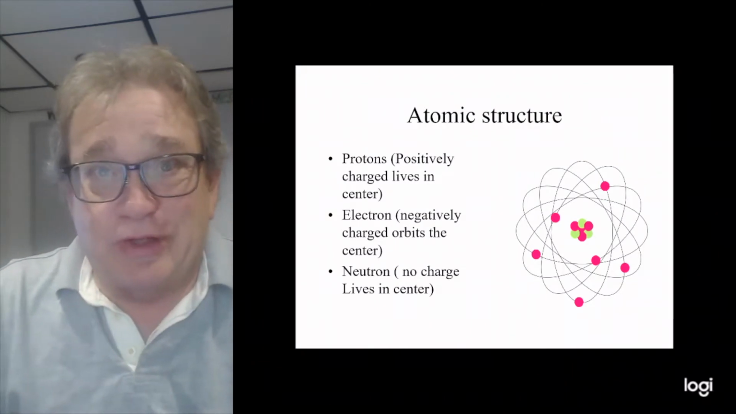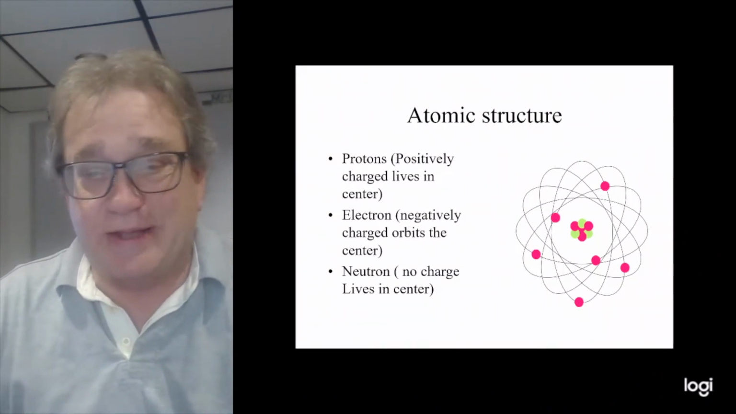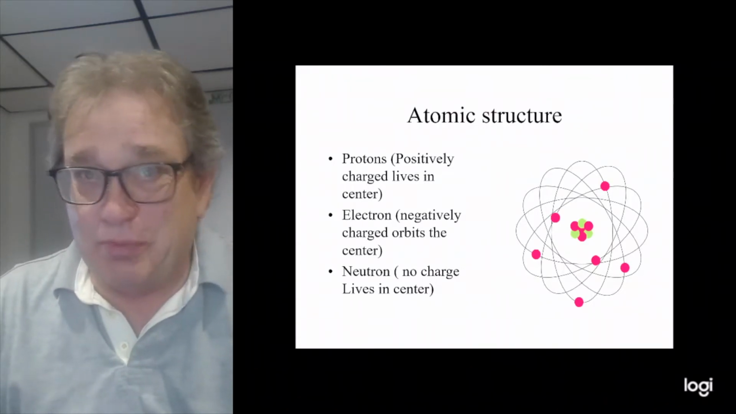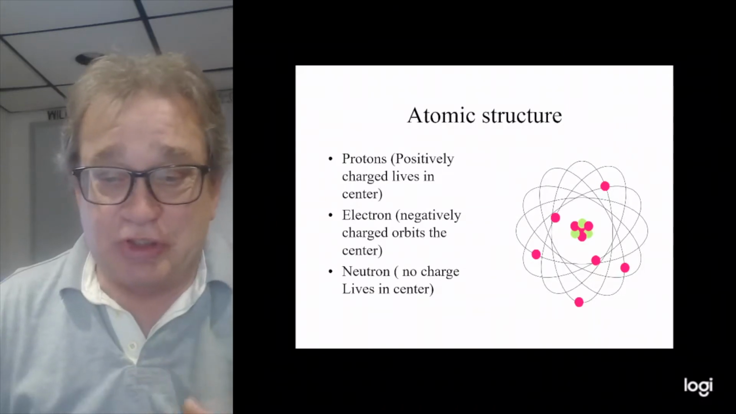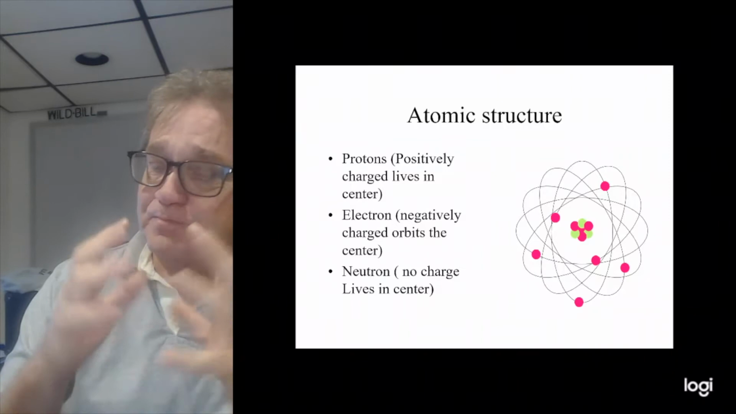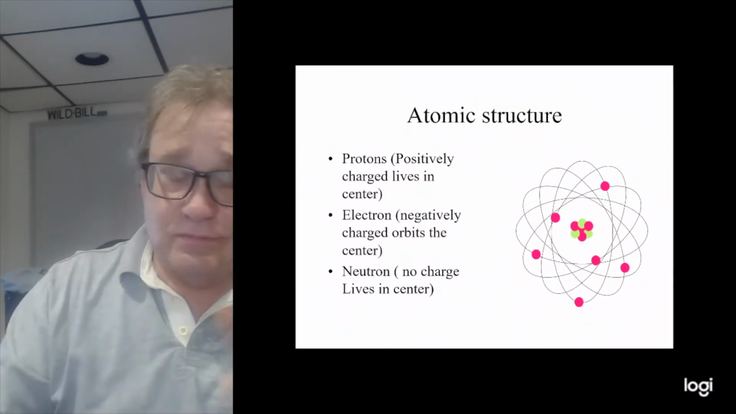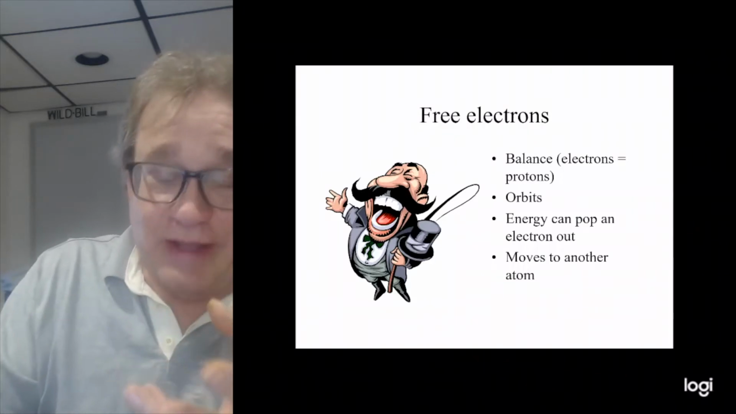Alright, so we've all seen atoms when we were in grade school in science class. You got protons in the middle, they're positively charged. You got electrons that are negatively charged. There's the same amount. And then we got neutrons that also live in the center. We'll talk about it. All right, so we have free electrons.